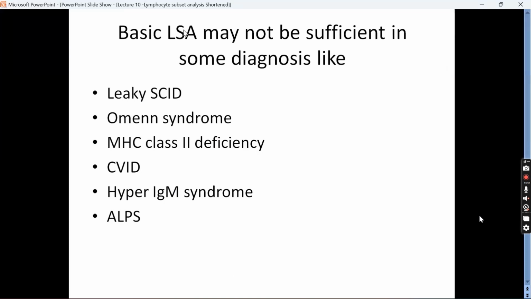The basic lymphocyte subset analysis includes checking the T cells, B cells, NK cells, T helper cells and cytotoxic T cells, and that may not be sufficient to diagnose cases like leaky SCID, Omenn syndrome, MHC class 2 deficiency, CVID, hyper IgM syndrome, or autoimmune lymphoproliferative syndrome. These are some inborn errors of immunity which cannot be diagnosed by simple lymphocyte subset analysis, but can be diagnosed when you do an extended lymphocyte subset analysis.